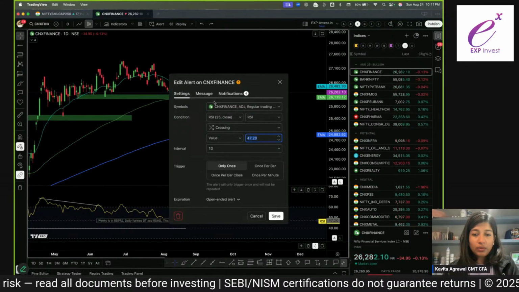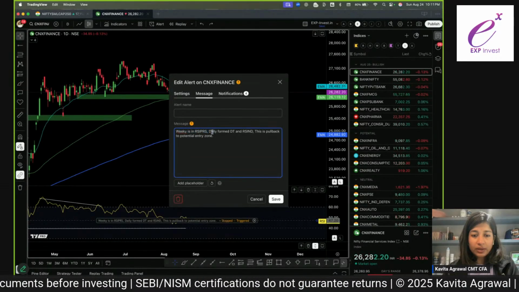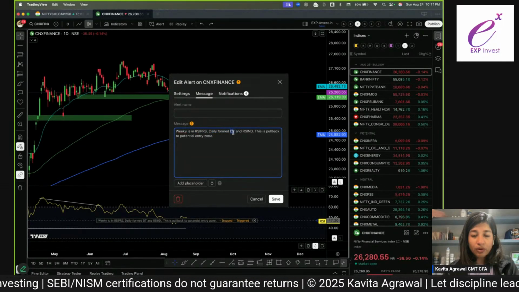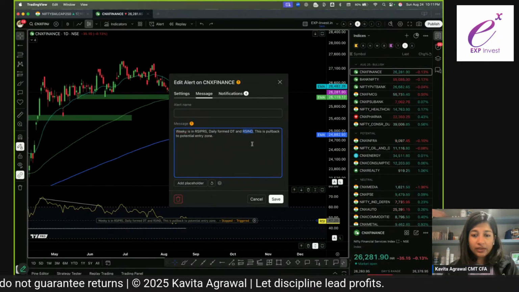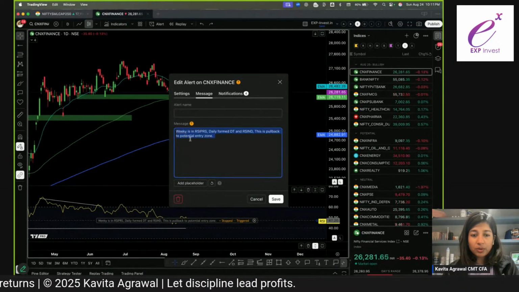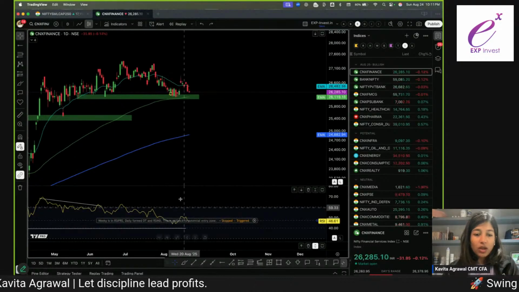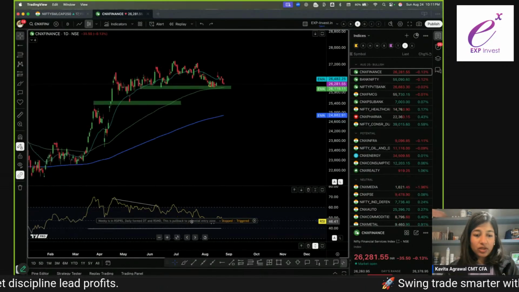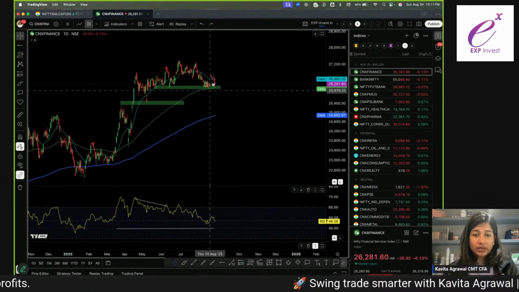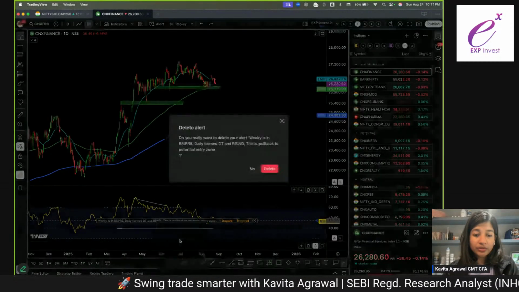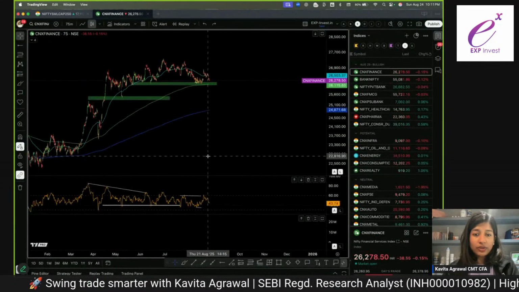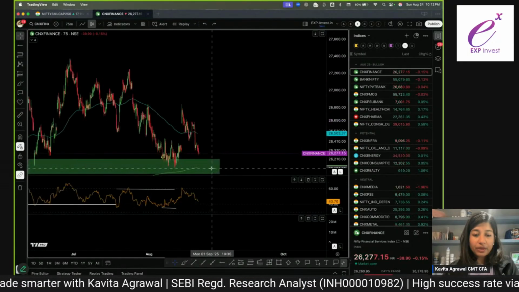So weekly, we had observed that there was an RSI positive range shift. Daily had formed a downtrend and a negative divergence, and this is a pullback to the potential entry zone. So this was a potential entry zone, sure, but we still have to wait for sustenance here. So I think I'm going to delete this alert for now. What is the 75-minute time frame saying?